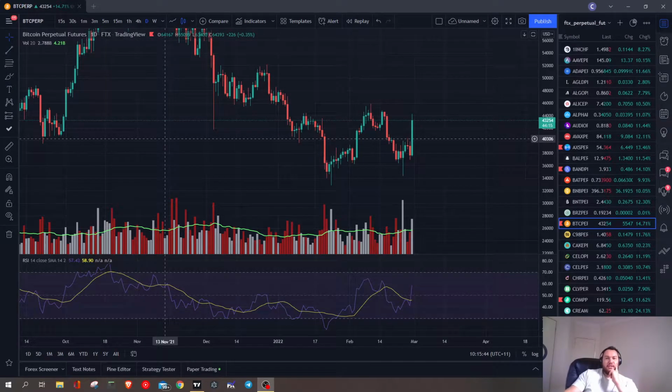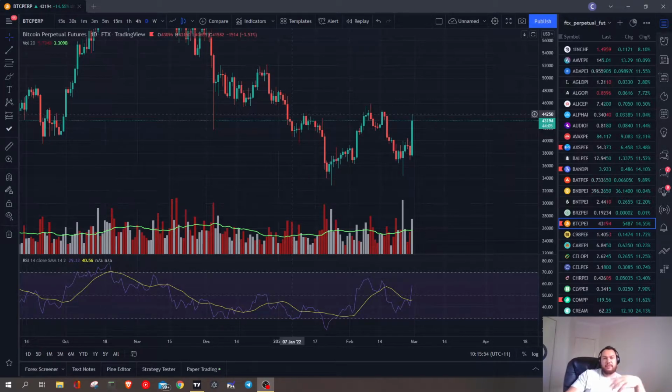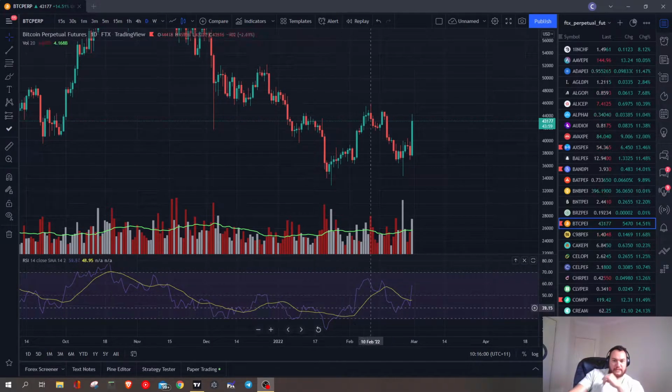Alright, what's up guys? So I'm going to touch on RSI today, or the Relative Strength Index, and how you can use it to give you an edge, so to speak. So pretty much the RSI is down the bottom here.